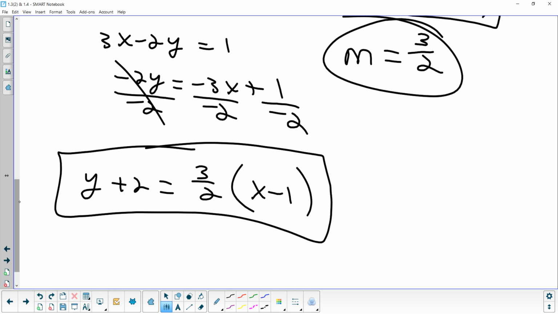And if they wanted perpendicular, I would have only changed one thing. I would have changed that number 3/2 to -2/3. It's the only change. All right. Any questions before we finish up?